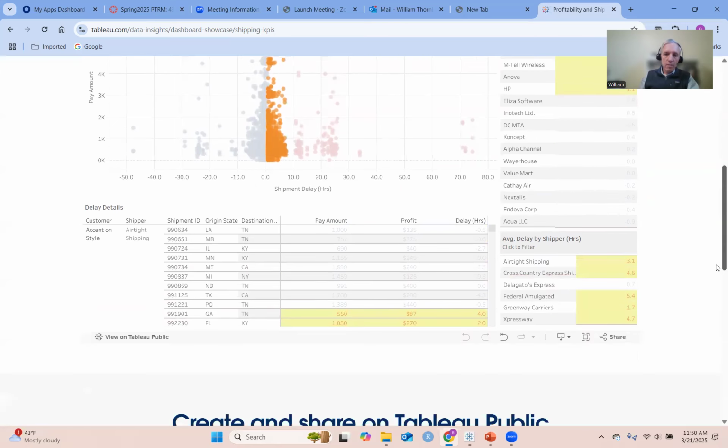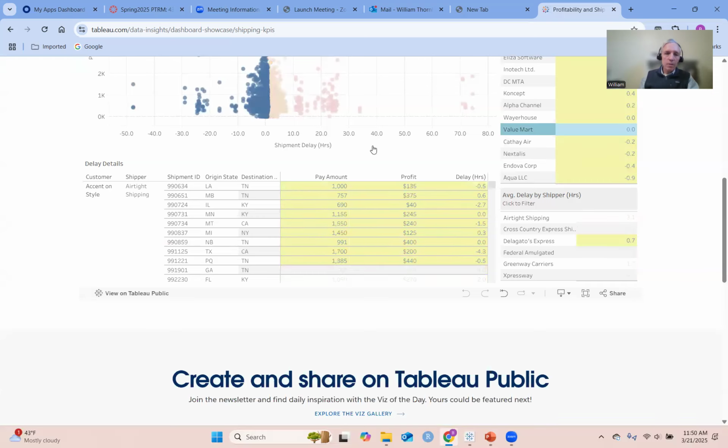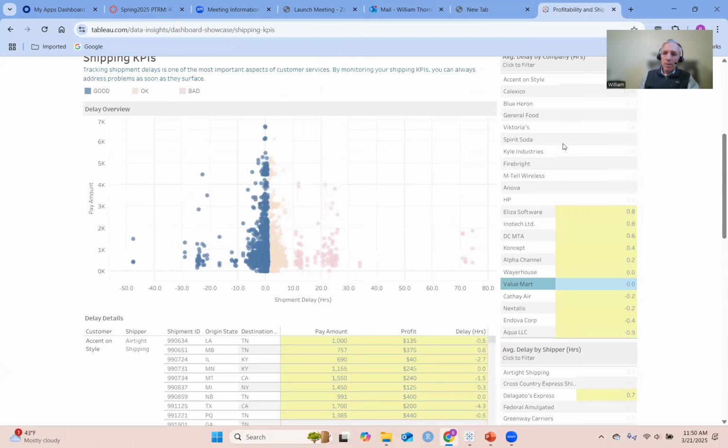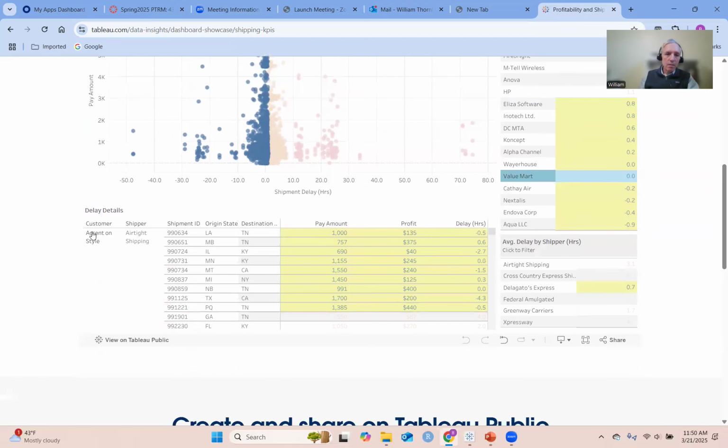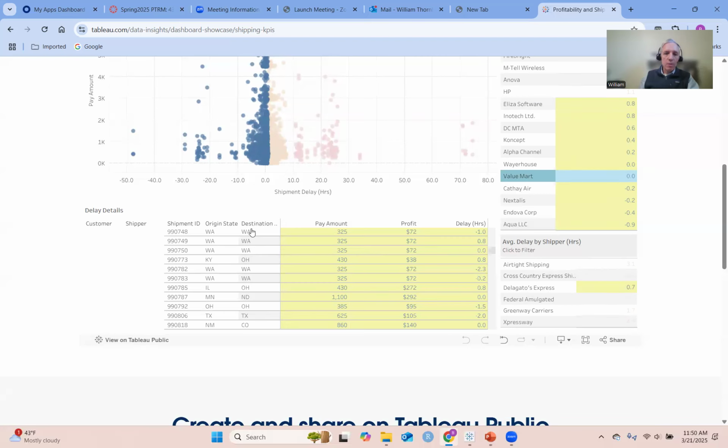Let's just take a look at what else we have here. So when I pick Value Mart as an example, what, I still have Accent on Style here? Oh, I choose them here. Sorry. Somehow I should be able to pick Value Mart here. And then I have the shipper. And then here's the origin state, here's the destination, here's the pay amount, so on and so forth. So this is telling me a bunch of information about where it was shipped from and to and how much the pay amount was. This is probably real interesting to me if I'm in shipping. It's not very interesting to me right now.